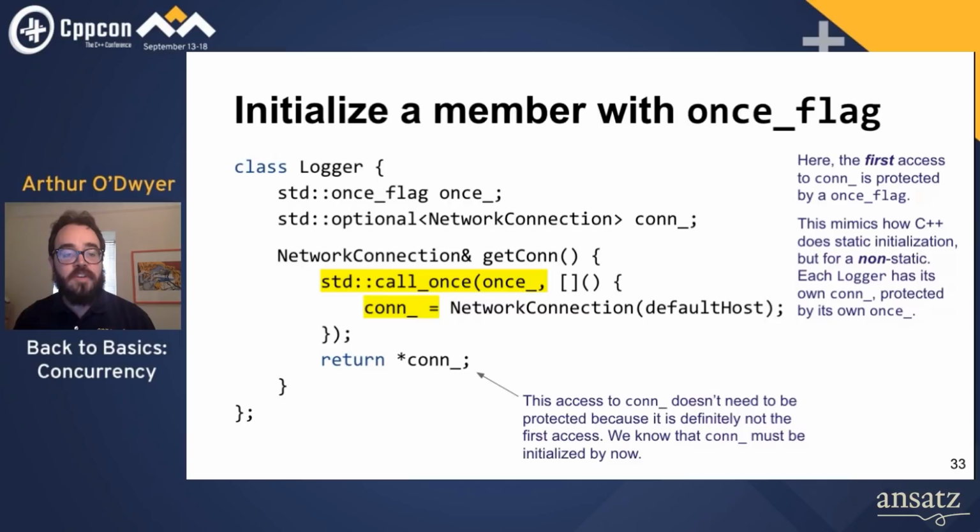So this mimics how C++11 does thread-safe static initialization, but it does it for a non-static variable, such as a member variable. This is where you would use once_flag. I see a lot of people using once_flag for global variables, using once_flag for static variables. You don't have to do that, right? This is the intended use case for once_flag.